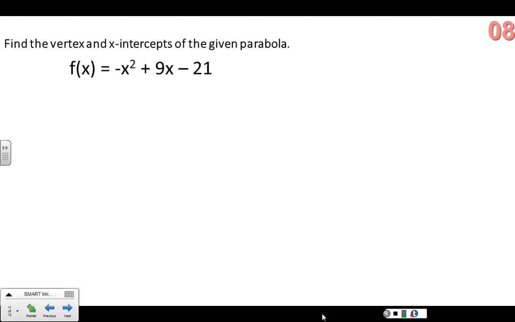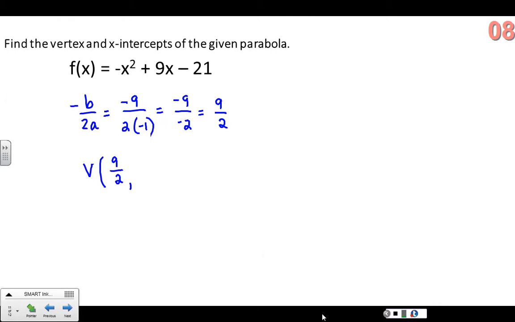Here's another one. Let's use the vertex formula again, and then also try to find any x-intercepts if we possibly can. So in this problem, negative b over 2a, that'd be negative 9 over 2. A is negative 1 in this problem. So negative 9 over negative 2, which we just know is 9 halves. That's actually like 4.5. So my vertex is going to be the point 9 halves, comma, something. We don't know what the y-coordinate is going to be, but I could use some arithmetic here to figure that out. We're going to put 9 halves back into the original problem to find the y value.